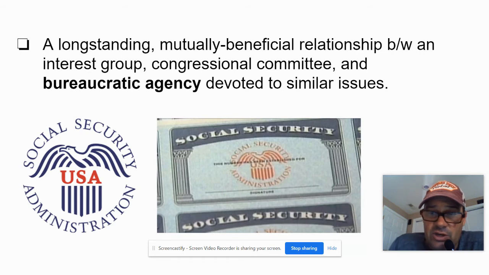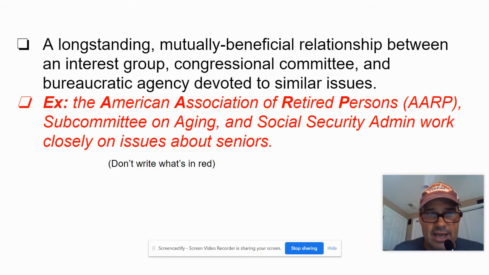And they're all devoted to similar issues, and they kind of help each other. The interest group gives money to the congressional committee members. The congressional committee members give money to the bureaucratic agency. The bureaucratic agency passes rules and regulations that make the interest group happy. The interest group, because now it's happy, gives more money to the congressional committee, which then gives more money to the bureaucratic agency, which then passes rules and regulations that make the interest group and the congressional members happy. So you see how this relationship works, and that's why it's called an iron triangle.